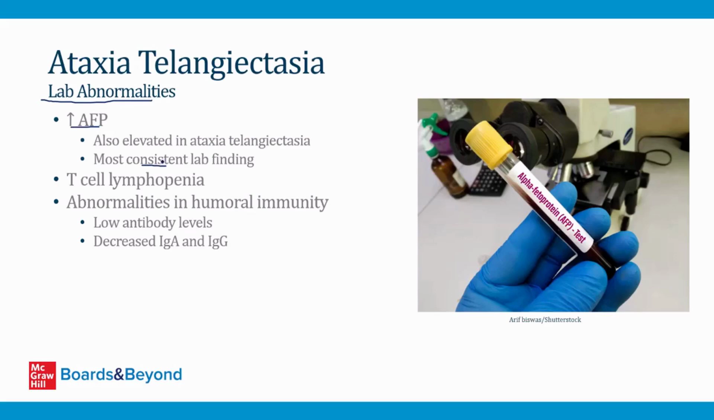The reason for this is incompletely understood, and this isn't diagnostic of the disorder because AFP levels are elevated in lots of other conditions as well, but definitely a finding of increased AFP is something you expect in a child who has this disorder. The T cell count is classically low in children who have ataxia telangiectasia, so they have T cell lymphopenia. And then finally, they tend to have so-called abnormalities of humoral immunity, and by this I mean low antibody levels. Especially IgG levels, they tend to be low in children with this condition. And this is just another indicator of the immunodeficiency associated with ataxia telangiectasia.